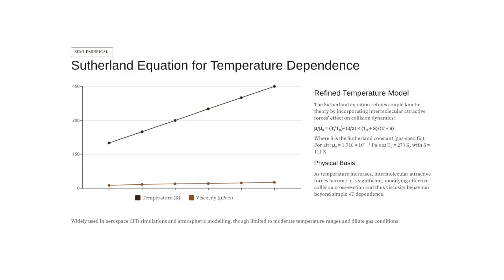Next, we have the Sutherland equation. The Sutherland equation modifies the temperature dependence of viscosity. Mu over mu naught equals (T over T naught) to the power 3 by 2 times (T naught plus S) divided by (T plus S).